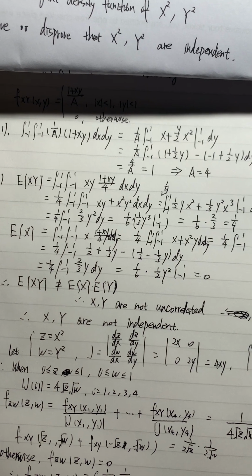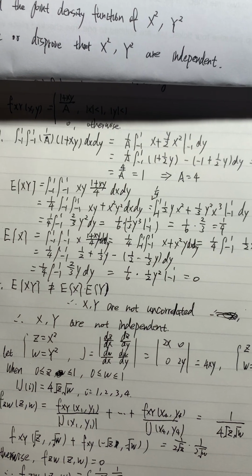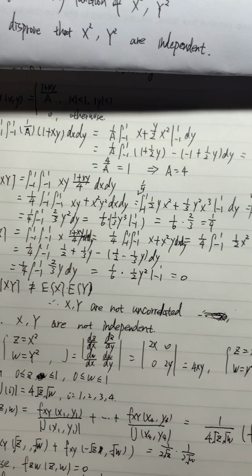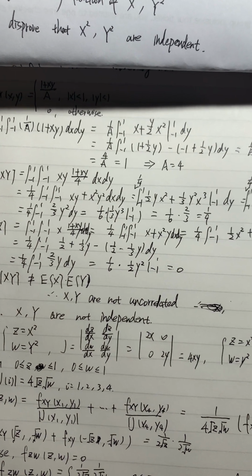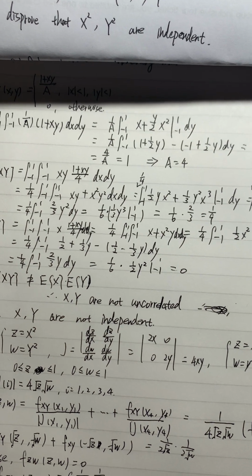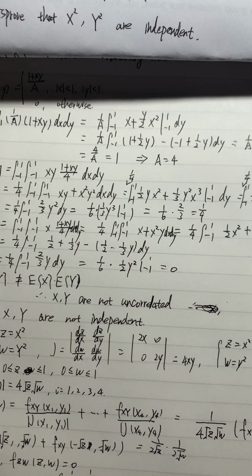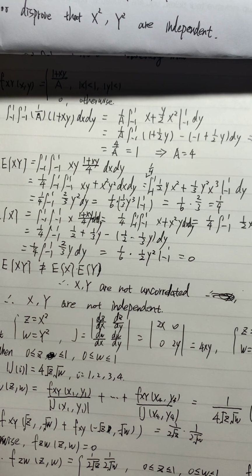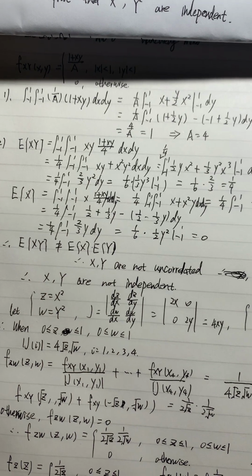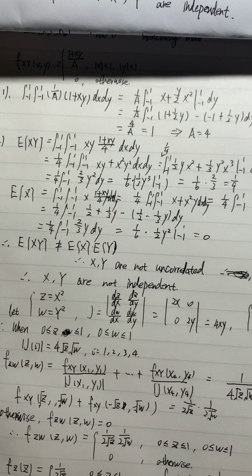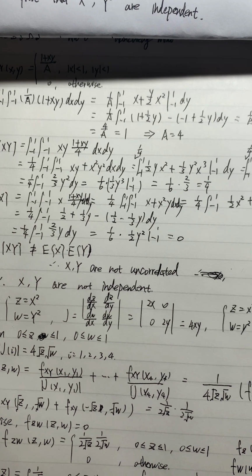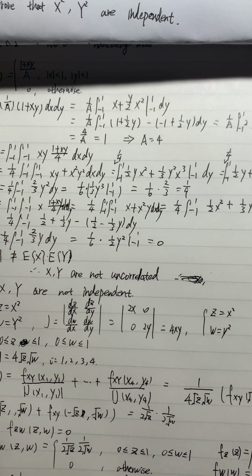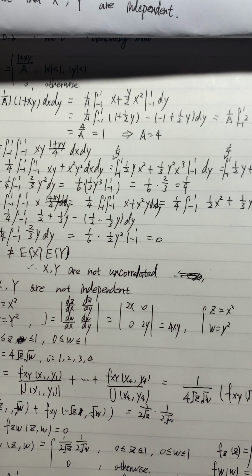The joint density function of z, w is equal to the summation of the density function f(x,y) evaluated at each preimage, divided by the absolute value of the Jacobian at that preimage, which is equal to 1 over 4 times the square root of z and the square root of w. So we know the joint density function of z, w is equal to 1 over 4 times the square root of z and the square root of w, when z and w are smaller than 1 and greater than 0.